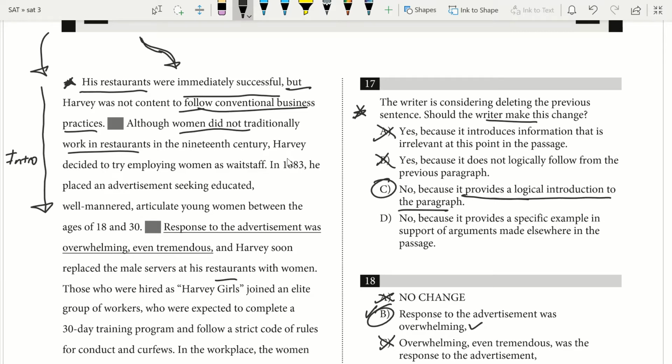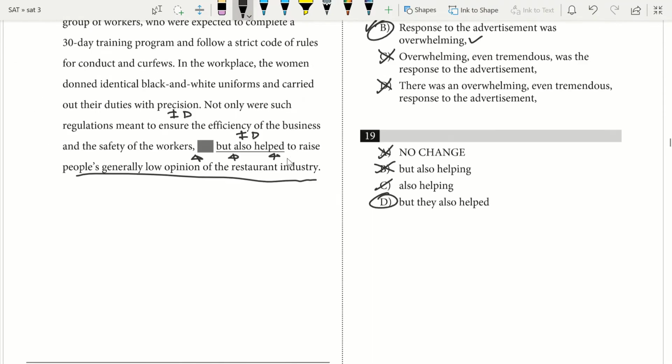If we look at D, it would be no, because it provides a specific example in support of arguments made elsewhere in the passage. This argument hasn't been made elsewhere in the passage yet. We've only had one paragraph prior to this, and it was really just introducing the idea of Harvey houses. So our answer D is not going to be correct. We know our answer will be C because it provides a logical introduction to the paragraph. And now we can move on.